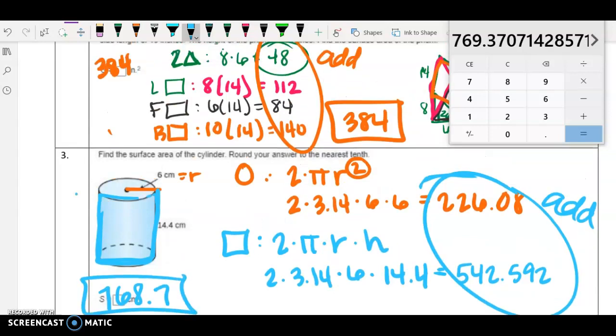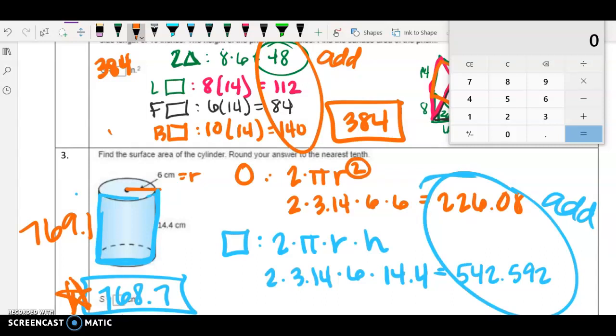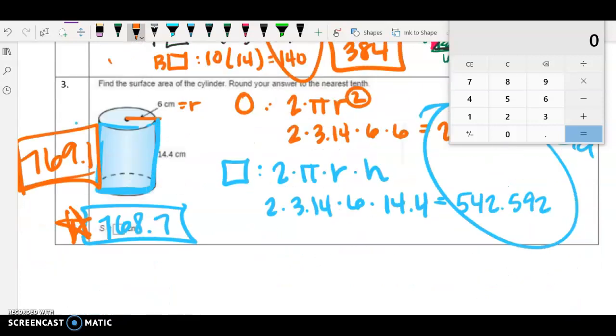So on Big Ideas, they actually got a different answer. They got 769.1, and that's because they used 22/7 for pi instead of 3.14. But this is one of those things that I would go back and I would give you points for this one, even though we got a different answer and it's saying that it's wrong. I would rather you use the 3.14, so I would give points for this, even though it's not what Big Ideas is saying is the right answer.